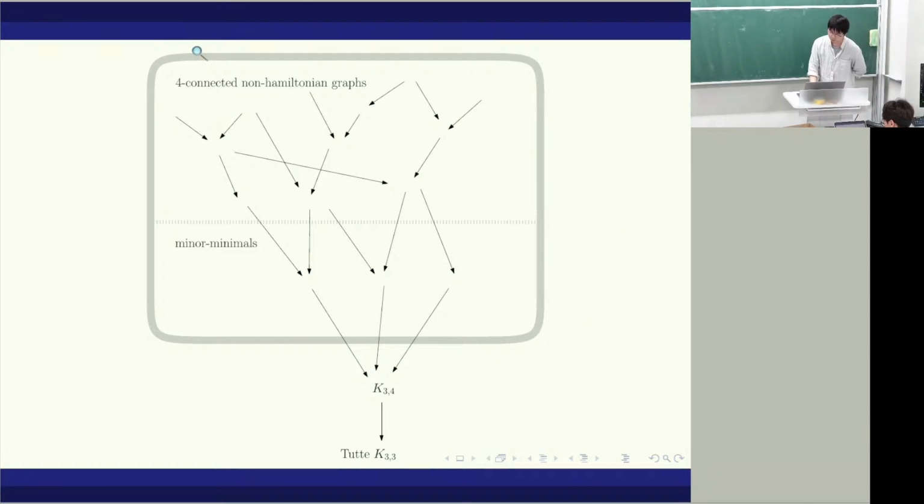So here is the picture. Previously, we know that every 4-connected non-Hamiltonian graph can go down to K33. And our results improve these results to K34. But still K34 is outside the graph class, so it's still just a small step.